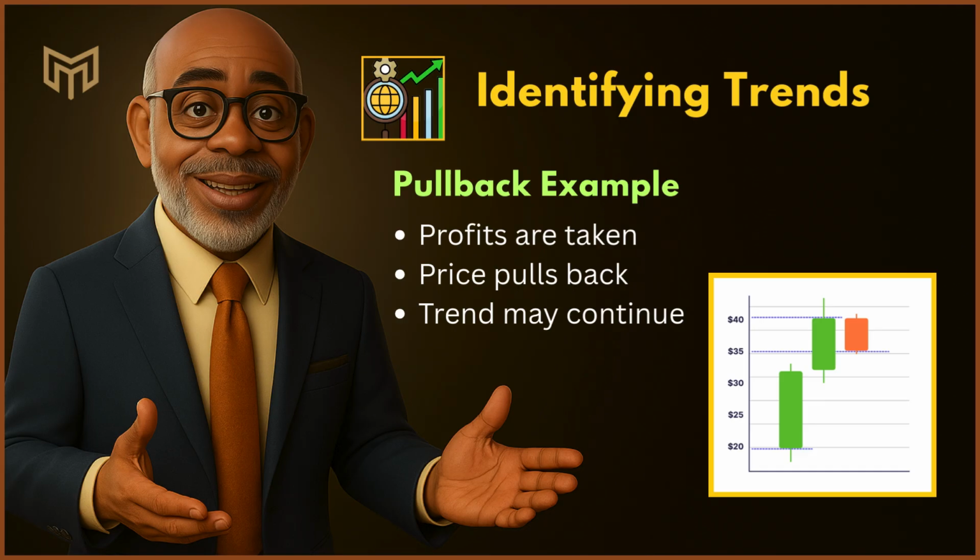For example, imagine a stock rising steadily from $20 to $40. As price moves higher, some traders decide to close their positions to secure profits. That profit-taking temporarily pushes the price down to $35, creating a pullback. This move reflects a short-term shift in trader behavior, not a full change in direction. If buying interest returns, the stock may resume its upward momentum and continue following the larger trend.